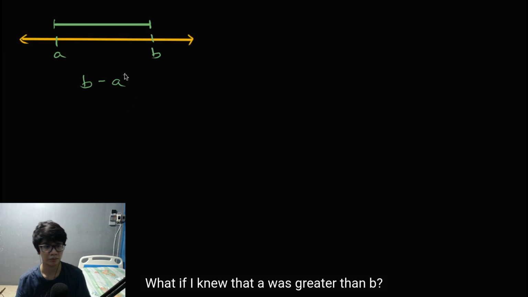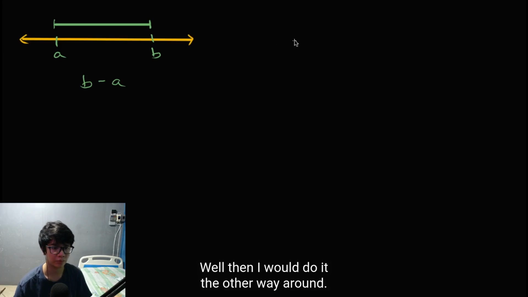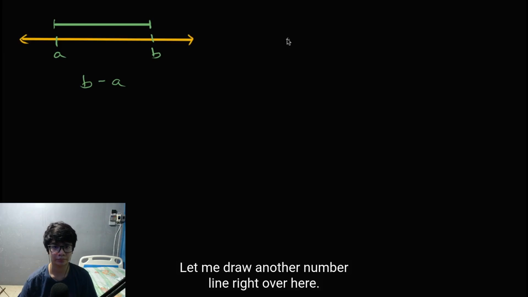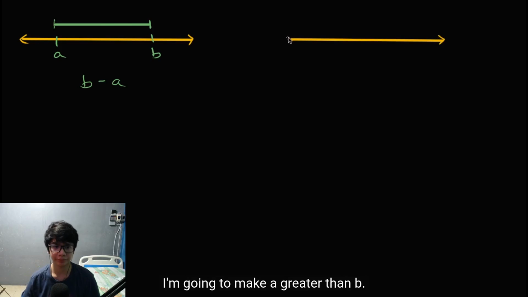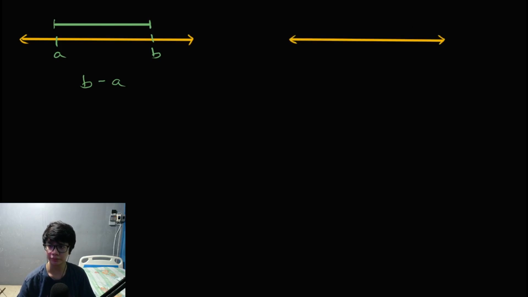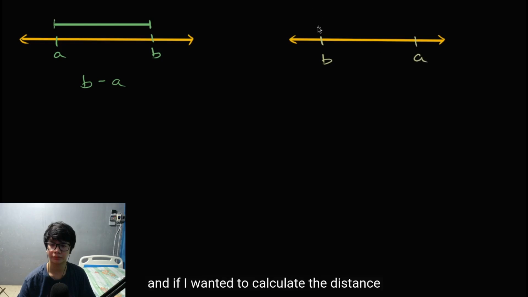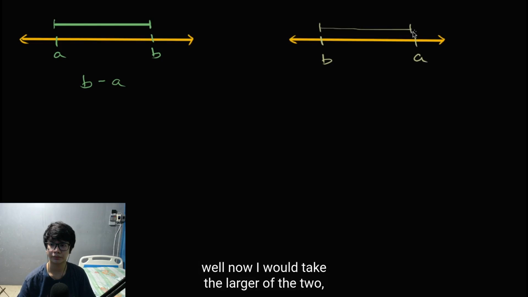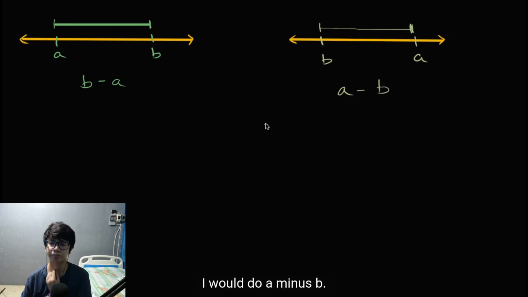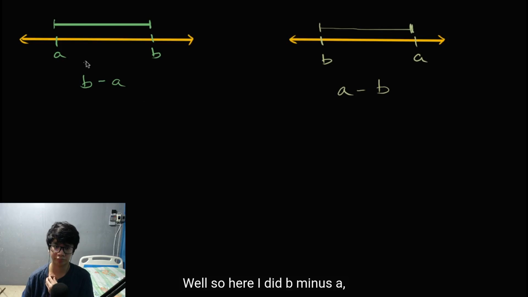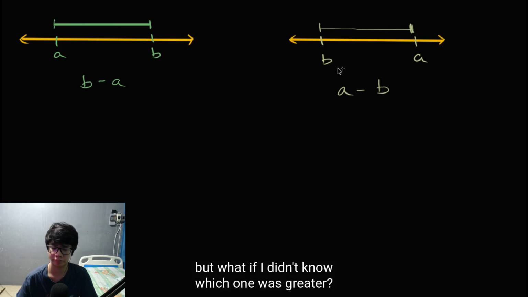What if I knew that A was greater than B? Well, then I would do the other way around. So let me draw that again. And let me draw another number line right over here. And in this world, I'm going to make A greater than B. So this is B, that is A. And if I wanted to calculate the distance between B and A here, well, now I would take the larger of the two, A. Remember, I want the positive distance here. And then I would subtract out the smaller. I would do A minus B. Well, so here I did B minus A, here I did A minus B, but what if I didn't know which one was greater?